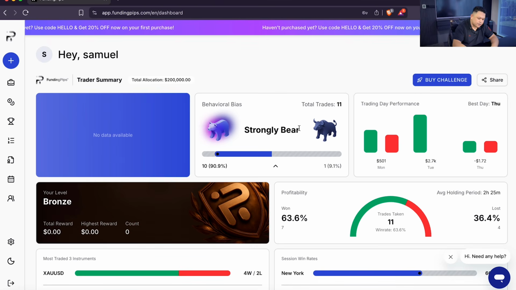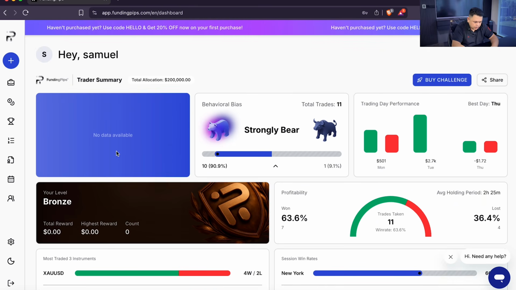Now, right next to this, you can find your trading day performance. This metric measures your winnings and losses on a daily basis. Basically, it tells you a straightforward view of your recent activity for the last 3 days.